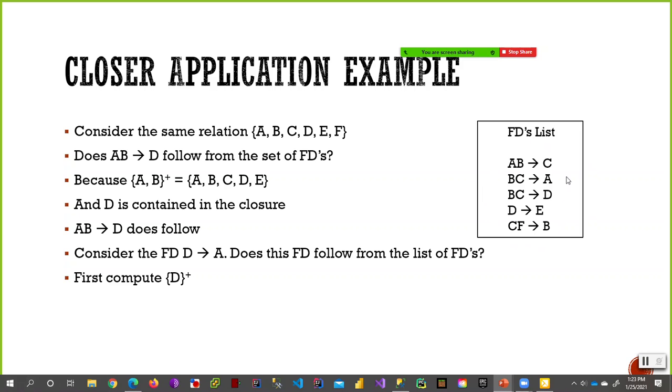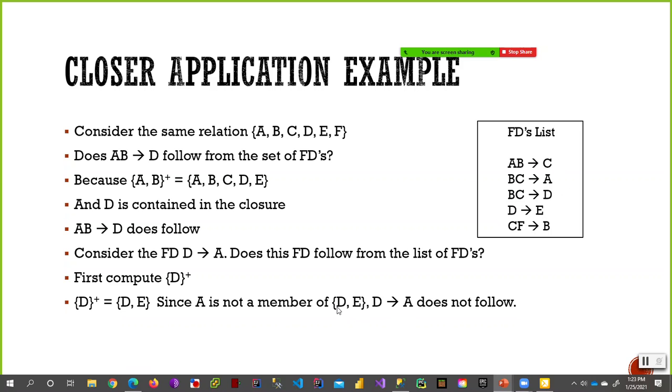Yeah, I think it's right. So D and E. We are using the functional dependencies that we have, and the only one that we have that includes D is D functionally determines E, right? That's it. So the closure set for D is just DE, right?